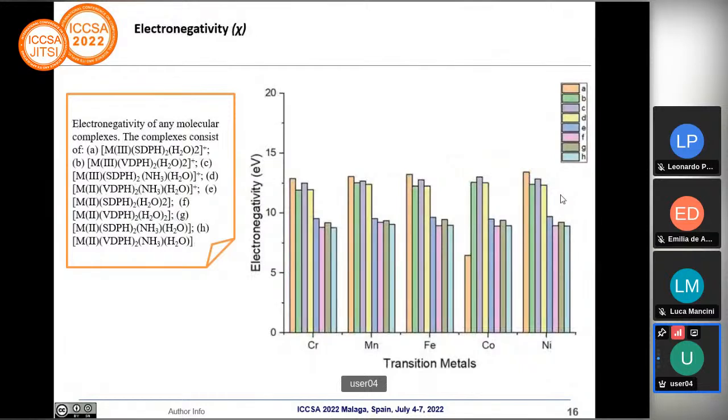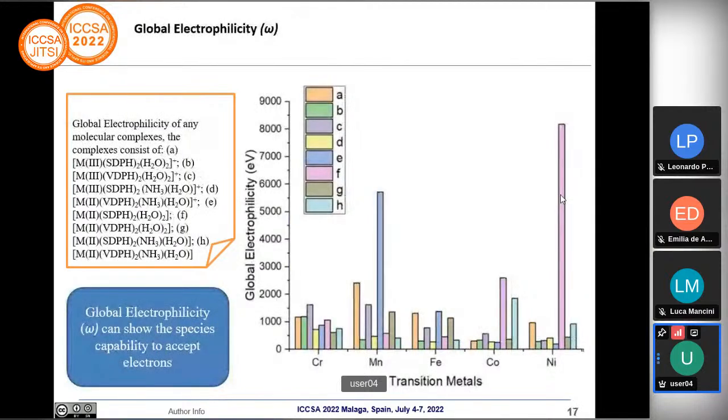So this is the electronegativity. But in this case, the other complexes have the same value of electronegativity. And then the global electrophilicity. This research shows that the electrophilicity of the complexes indicates the capability to accept electrons. So the complexes are not nucleophilic but indicate electrophilic.